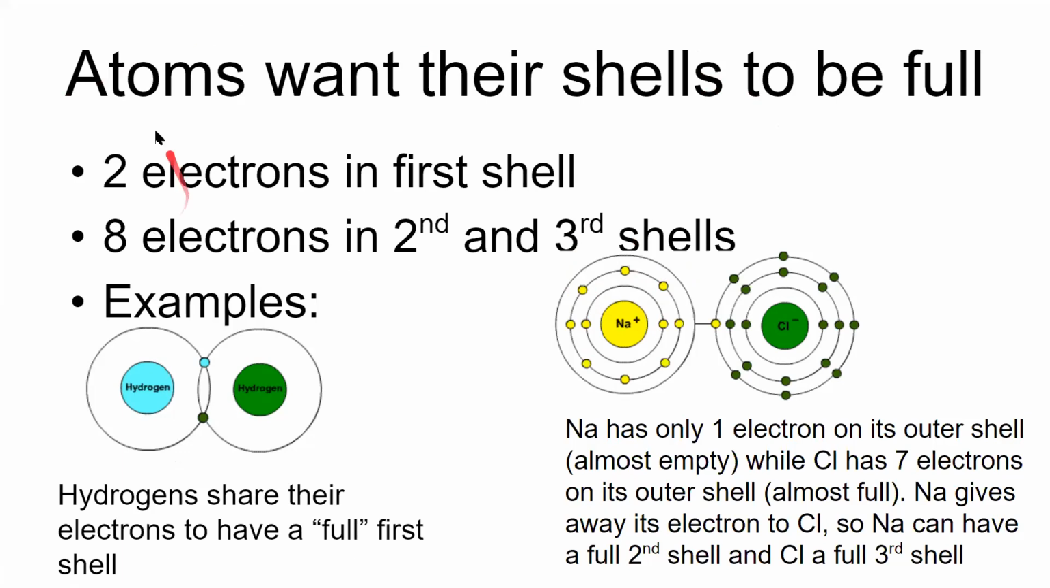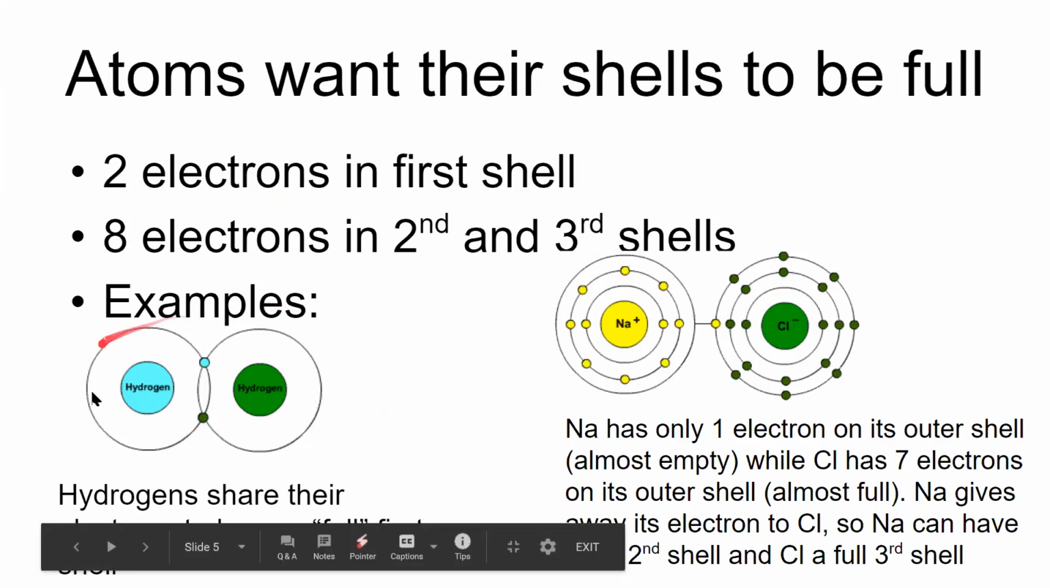So atoms really want to have a total set of 2 electrons in their first shell and then 8 electrons in their second and third shells. And when this doesn't happen naturally for them, they'll react with other atoms and make different combinations of electrons in order to get their shells as close to being full as possible.